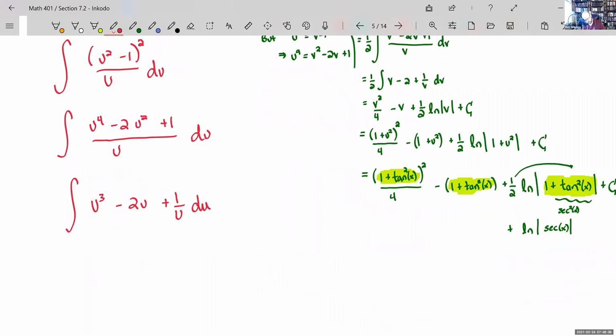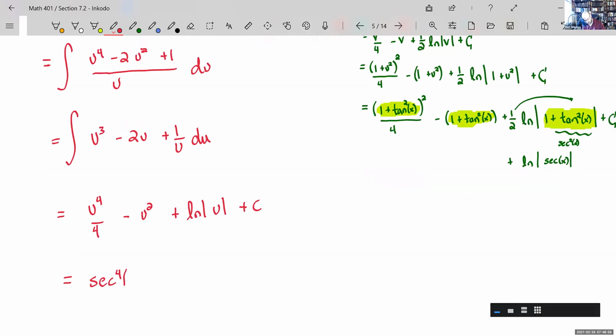And the antiderivative of that, I should be using equal signs throughout, but I just didn't. The antiderivative would be u to the 4th over 4 minus u squared plus natural log absolute value of u plus c, and u was the secant. Secant to the 4th of x over 4 minus secant squared.